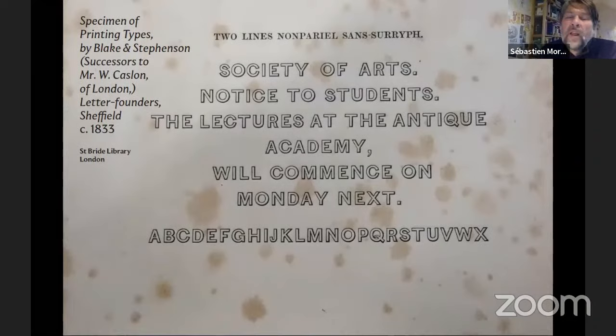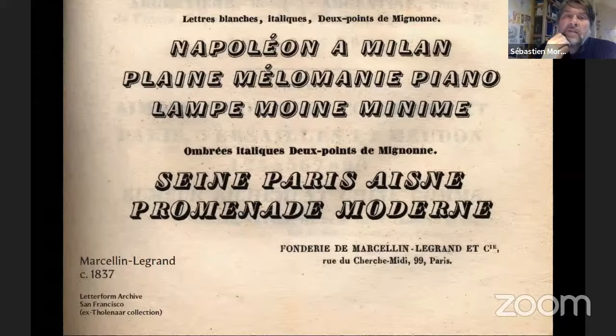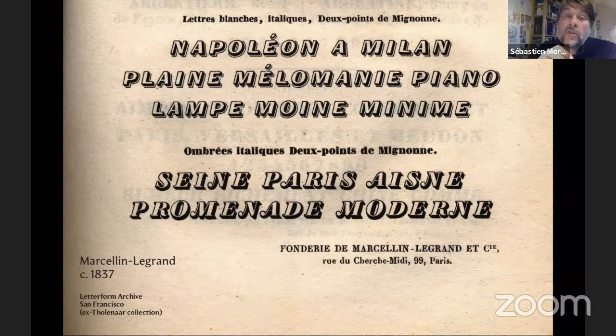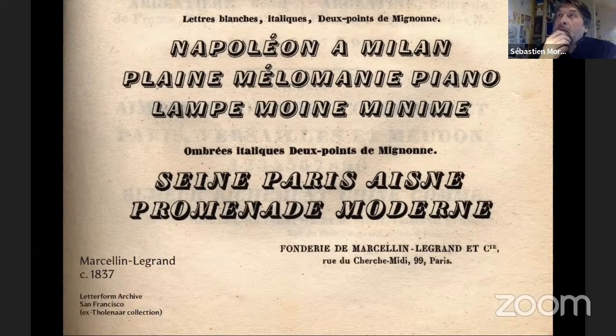And a very interesting design, again from Marcelin Le Grand, this italic outline that only exists in this size. This is a 14 point size. So far, I didn't find any examples of this typeface in use. So it was shown in several specimens of the Marcelin Le Grand foundry. So I don't think that this one was influenced by a British model, because I don't know any British model like it.